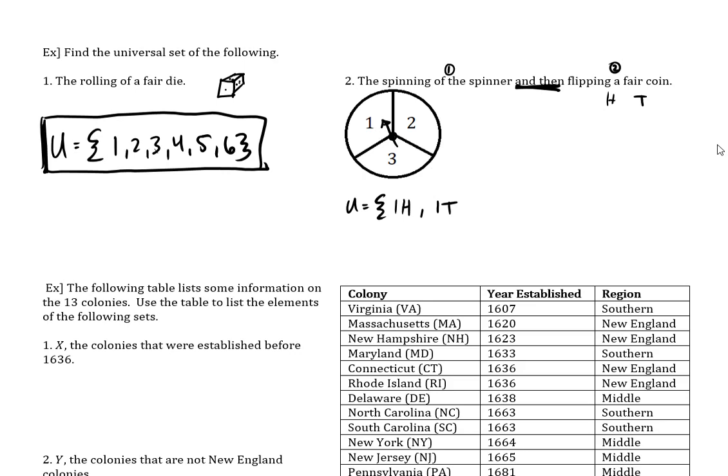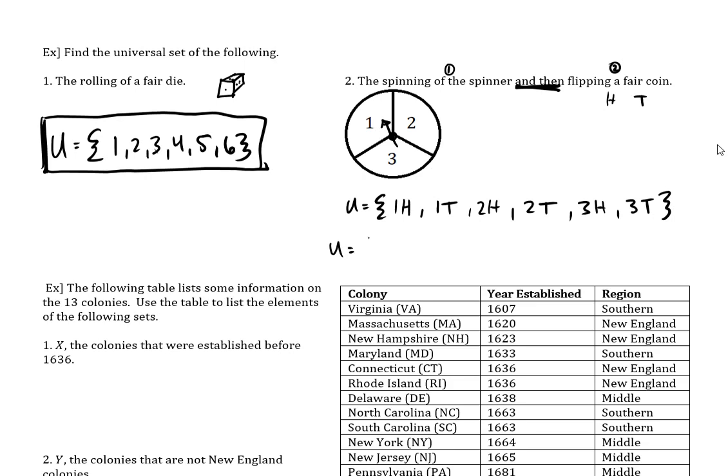Okay, so back to the spinner. If it doesn't land on 1, it could land on 2, and then those 2 options afterwards. So 2H, 2T. And then, last time I spin the spinner, it could land on 3, and afterwards I flip the coin. So 3H and 3T. So we get a nice pattern to it, right?